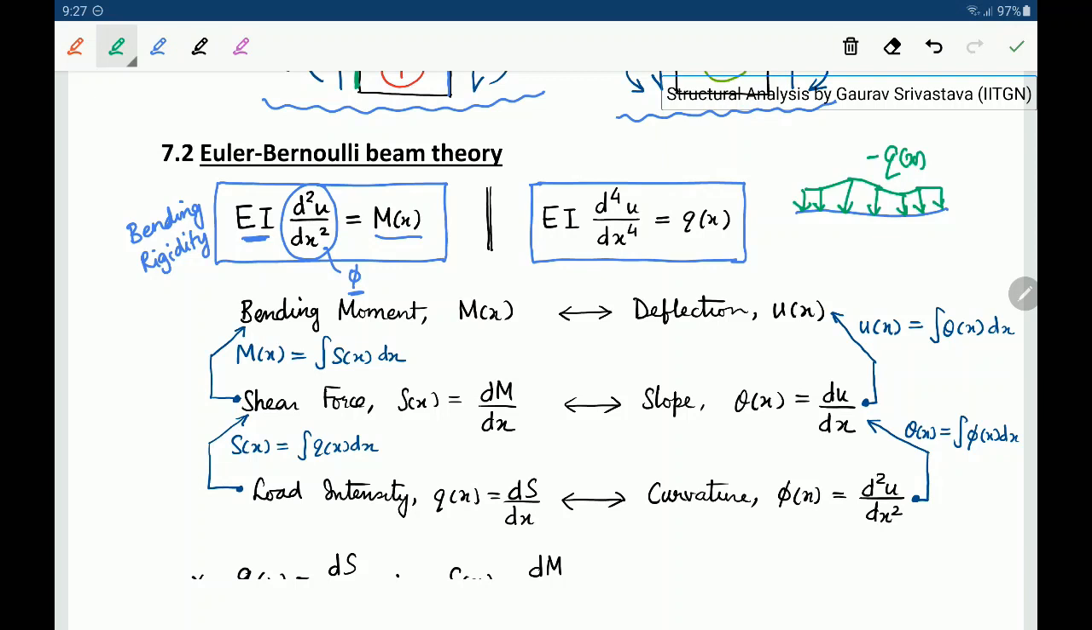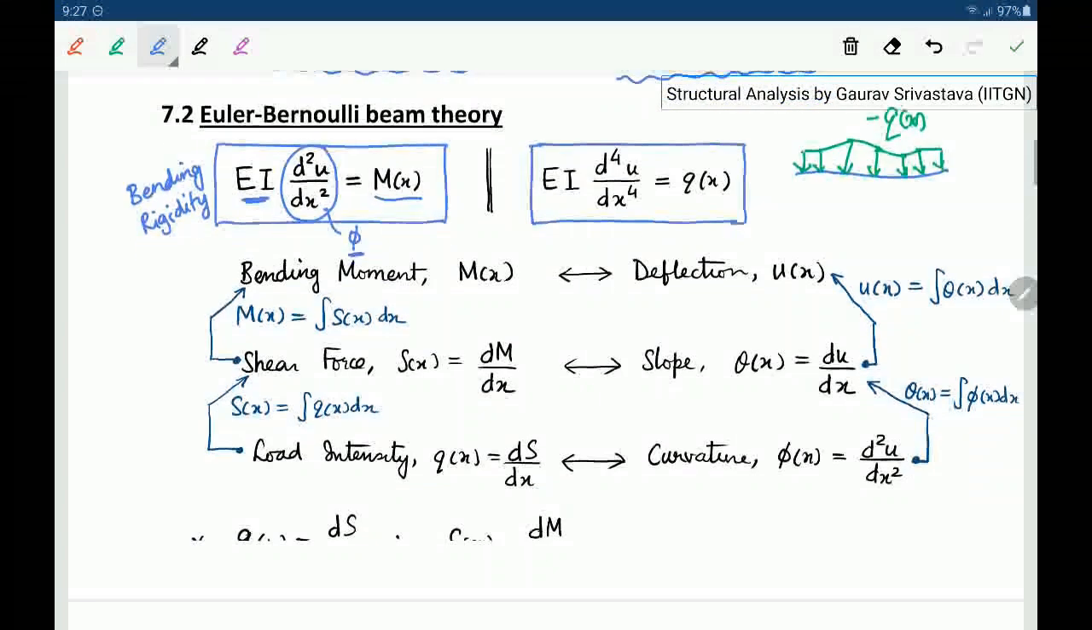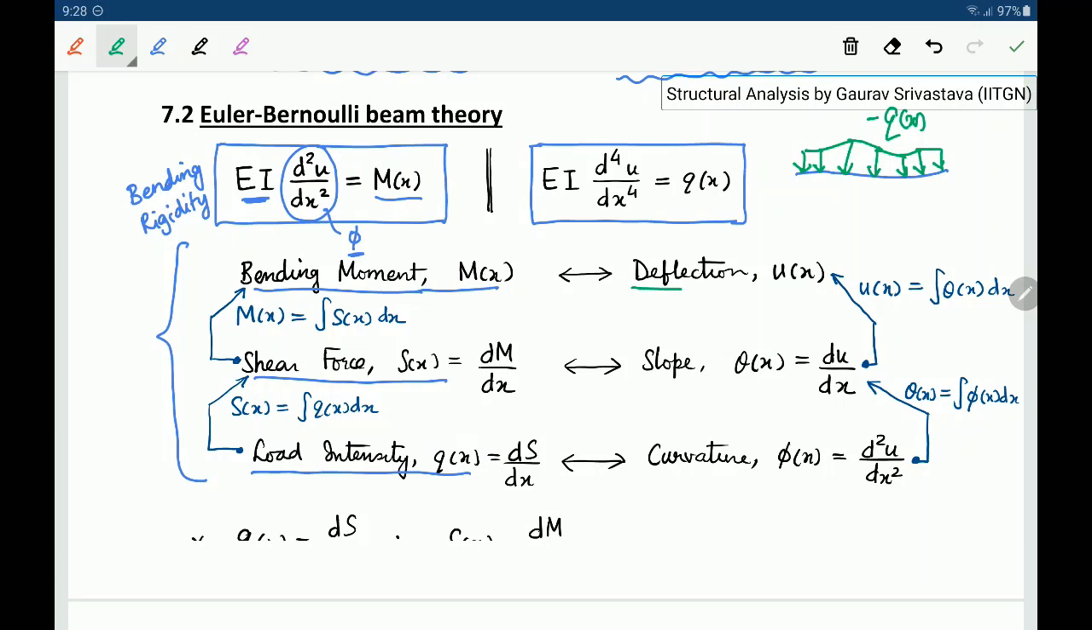So the fourth derivative of displacement gives the load intensity, and the second derivative, which is curvature, is related to the moment. Okay, so using these we can define certain relations between force quantities and displacement quantities. On the left here are the force quantities, which means we have bending moment, shear force, and load intensity. And on the right side here we have the displacement quantities: deflection, slope, and curvature.